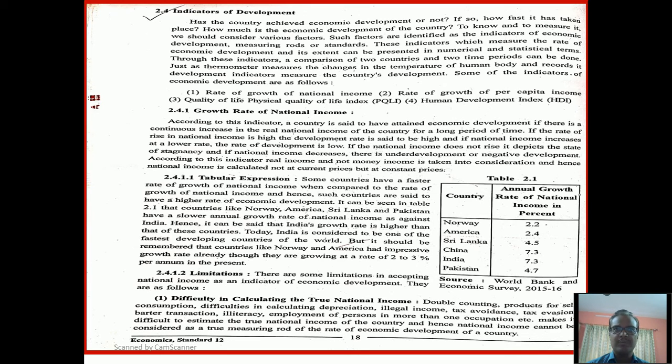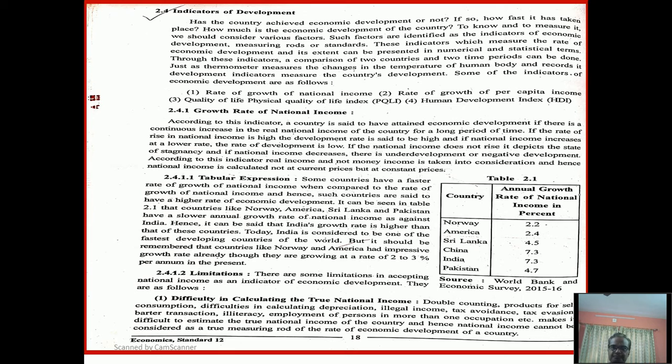And if national income decreases, there is underdevelopment or negative development. According to this indicator, real income and not money income is taken into consideration, and hence national income is calculated not at current prices but at constant prices. Here the national income growth rate table is there.